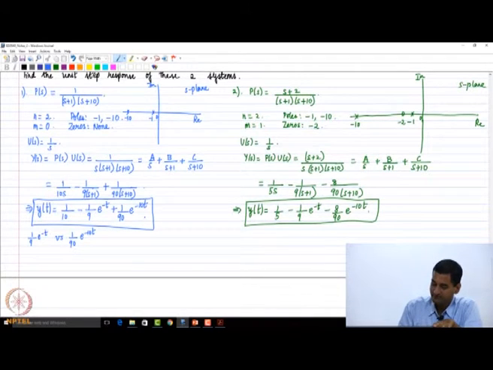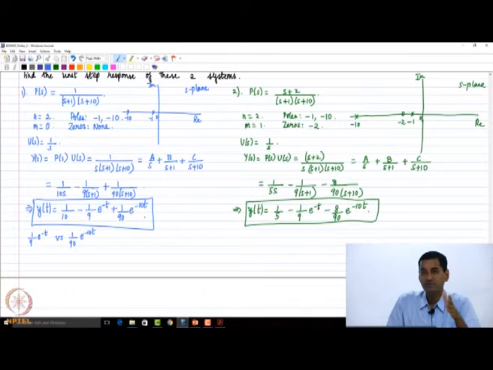First of all, e power minus t is going to dominate for a longer time, or affect the output term for a longer time. Yes, of course, as t tends to infinity, both exponential terms will decay to 0. That's a different matter. But e power minus t will have a longer effect on the output than e power minus 10t. Okay, that's point number 1.